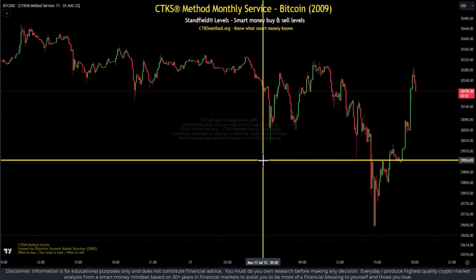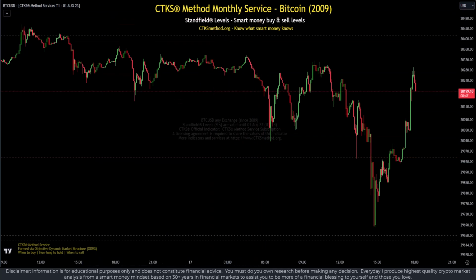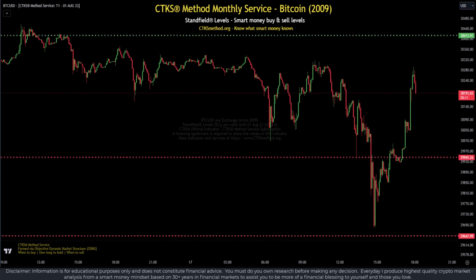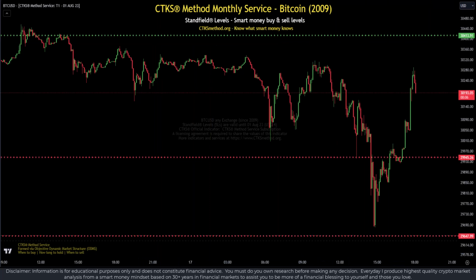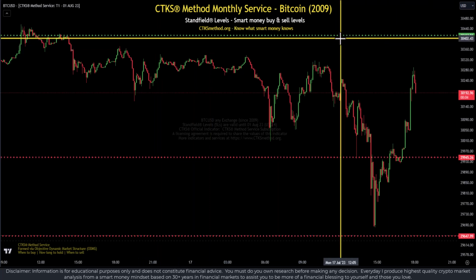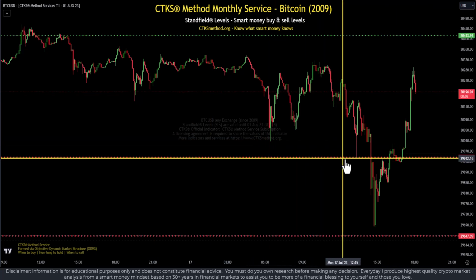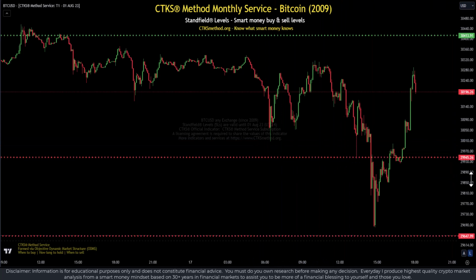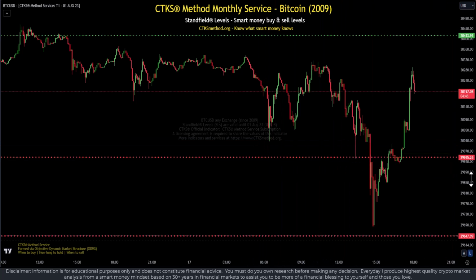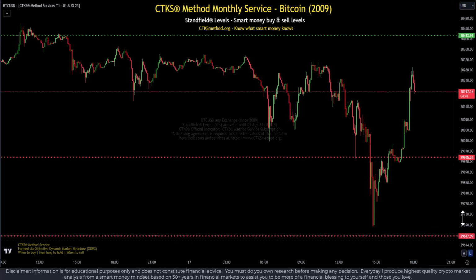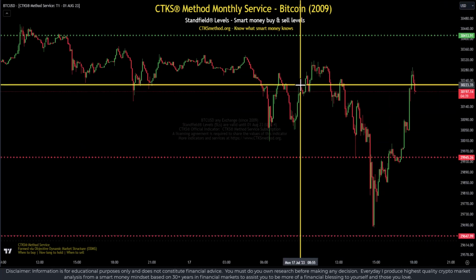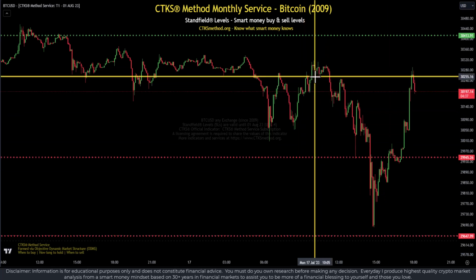Now these lines are a little bit hard to read, so I'll just overlay them for you. We can see with Bitcoin's price action, there's a smart money sell level at 30,413 and a smart money buy level at 29,945. There's also another smart money buy area at 29,647. What did we note here?